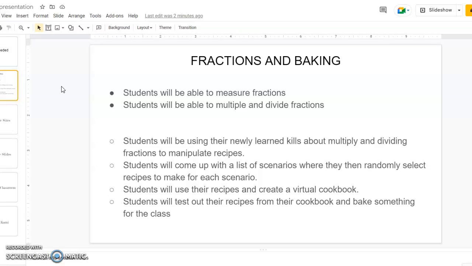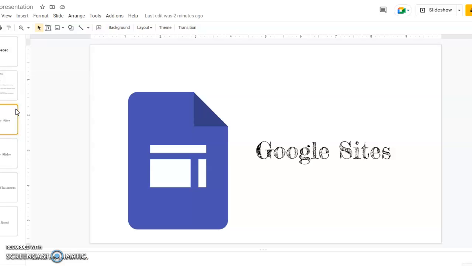And the students are going to use their recipes, and they are going to create a virtual cookbook, and then students are going to test out their recipes from their cookbook and bake them for the class. So Google Sites is something that I will need to address as a technology need.